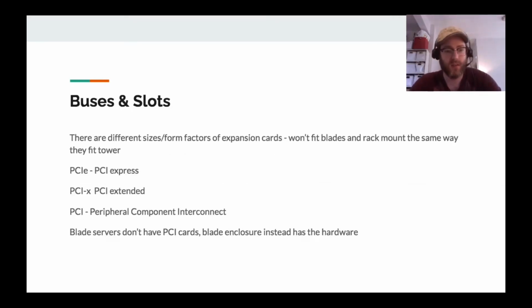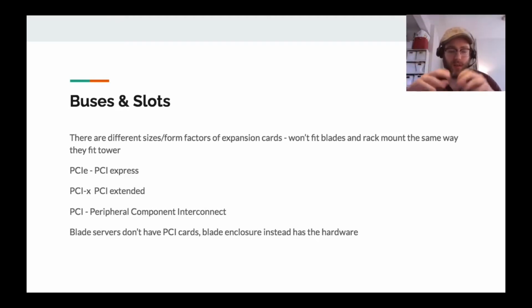Buses and slots, so this is kind of how the computer communicates with the different devices that are plugged into it. They're going to have all these expansion cards that you put into a server. They're going to have different form factors, different sizes. What fits in a tower, if you plug a card into a tower, it's probably not going to fit into a blade or a rack mount the same way, because it's going to be too big.